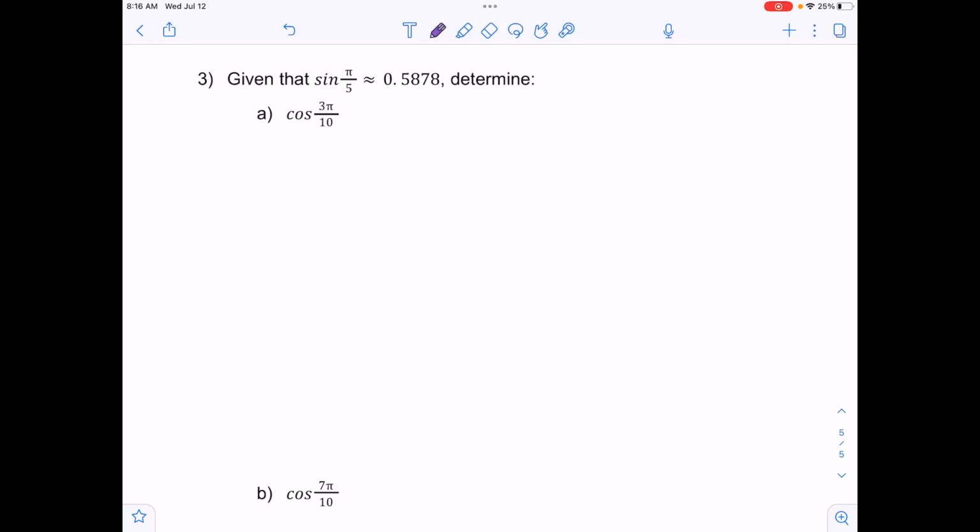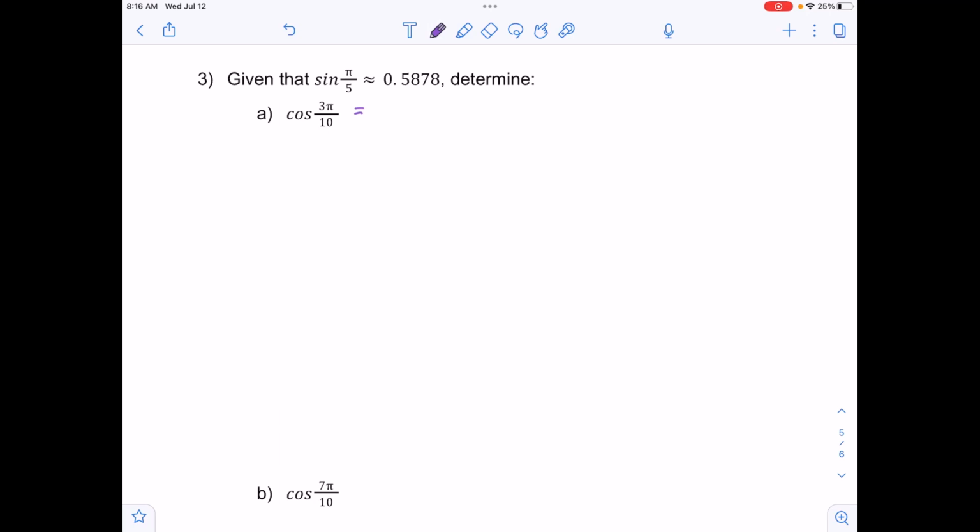Here's another type of problem that you might see. Given that sine pi by 5 is equal to some decimal, we need to determine, in this case, cos of 3 pi over 10. So at some point in our answer, we're going to be hit with a sine pi over 5. Let's see if we can somehow get there.